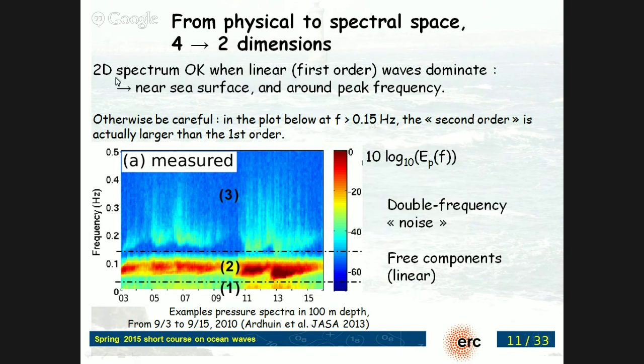Right, so the 2D spectrum is okay when the linear, I can call them first order waves dominate. And as I was showing you, this is pretty true near the surface, and also for waves at not too high frequencies, so around the peak frequency. If you go to very high frequencies, 2D spectrum is not enough. You have this funny nonlinear correction that we like to look at. But most of the people that are caring about these short waves are mostly people that do remote sensing. Some seismologists are looking at short frequency noise around 1 hertz, but for most other applications, just forget about that.